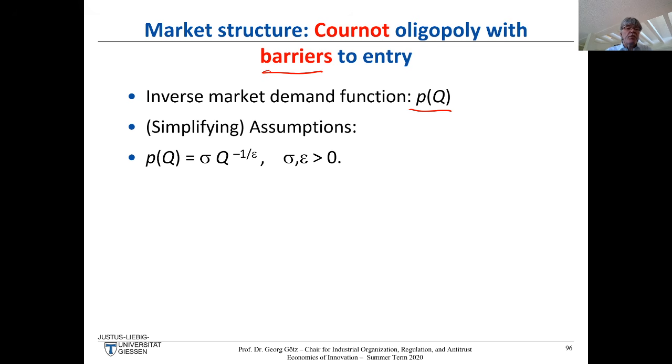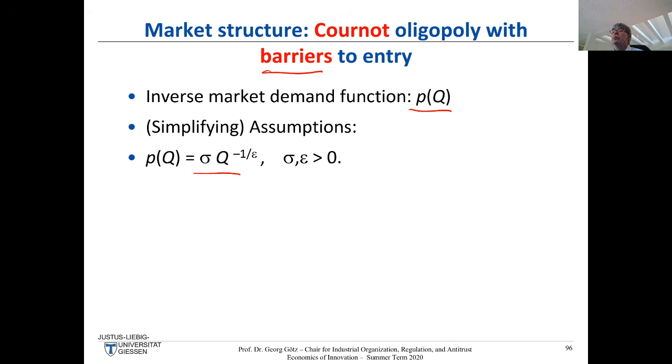We make some simplifying assumptions, that is, we assume specific functional forms. The specific functional form is isoelastic. Here it looks again ugly, where sigma is something like a market size and epsilon is the demand elasticity. If we put it like this, with sigma times q raised to the power of minus 1 over epsilon, the result we get, I just plotted this for a specific function.